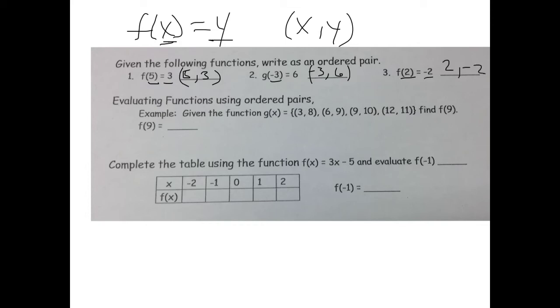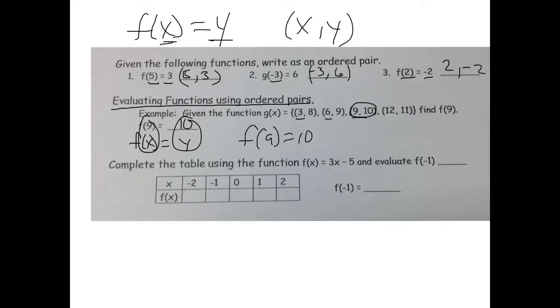Alright, now we're going to evaluate functions using ordered pairs. And this might look complicated, but it's really super easy. So we want to know f of x equals y. When x is 9, what is y? So 3, 6, oh, there it is right there, 9. When it's 9, it's 10. So f of 9 equals 10. Another example, if I wanted to find f of 12, I start going across here, 3, 6, 9, 12, there it is. So it's equal to 11.